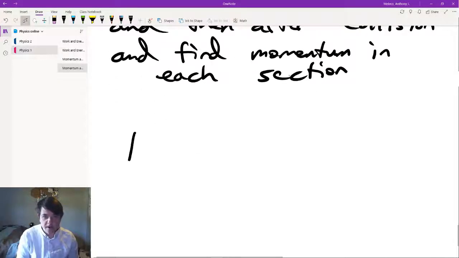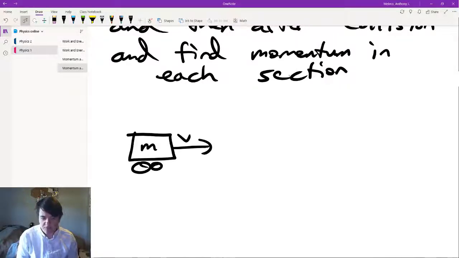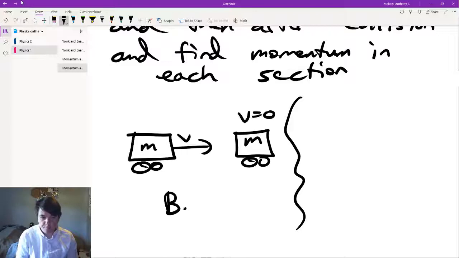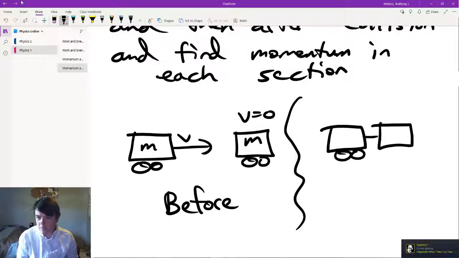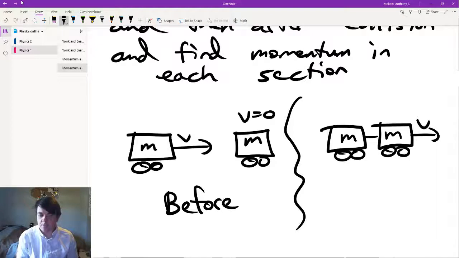So what that means for this is we have a train cart that's moving. Okay, it's got mass m, it's moving with velocity v. We've got another train cart that isn't moving, but it still has mass m. This is our before case, before the collision happens. Afterwards, we have these 2 train carts that are moving together with velocity v, and they both have mass m. Okay, because they're going to collide and then they'll move together afterwards.